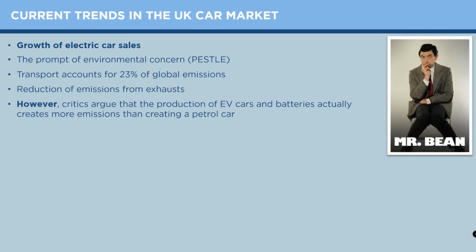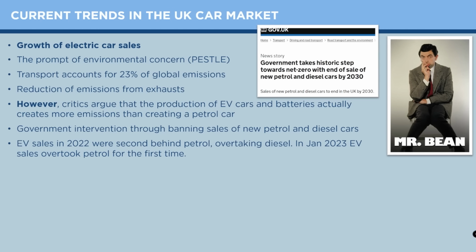Now, he's correct in one sense. He is correct that in terms of the actual production of the car, you do create more greenhouse emissions in producing an EV car and a battery than you do if you create a petrol car. But obviously, over the long term, that would be balanced out by the fact that the running environmental impact will be much lower.